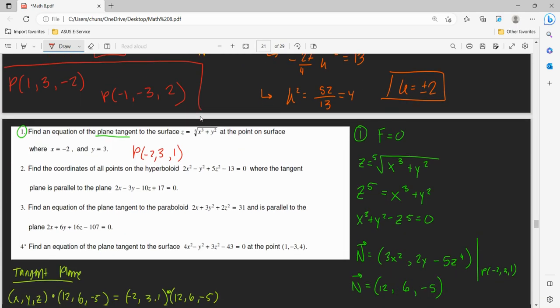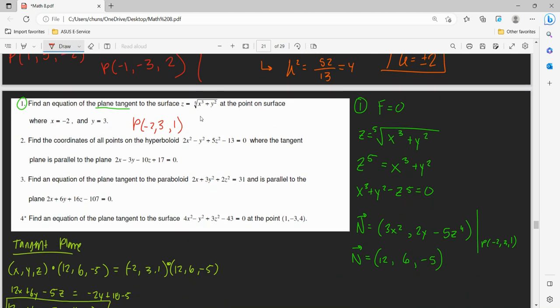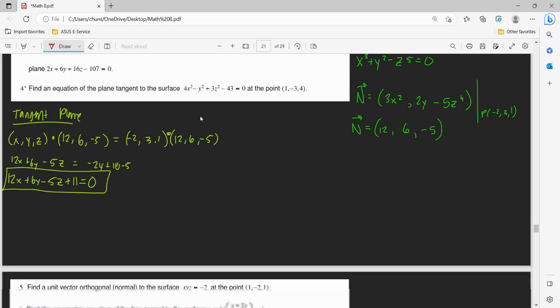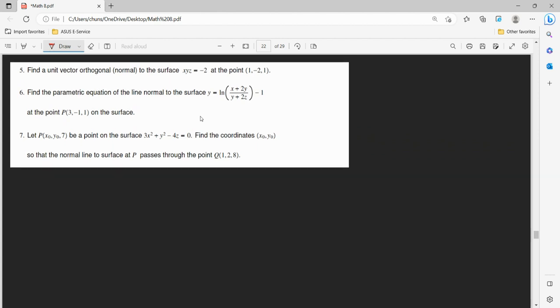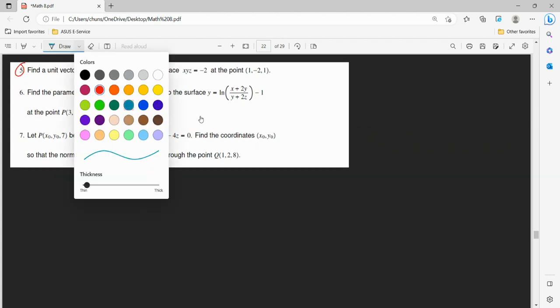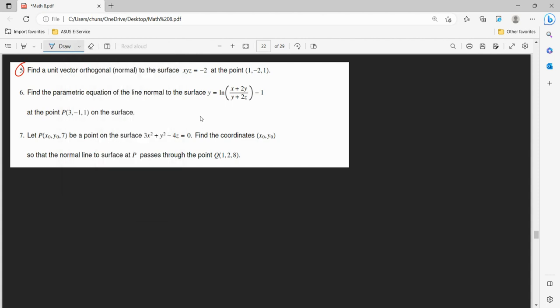I'm going to skip over question 3, but feel free to work on it if you'd like. This is the same kind of approach that we used in question 2, so feel free to try it for yourself. Okay, and we're going to move to these questions over here. I want to try question 5. We need to find a unit vector that's orthogonal or normal to this surface given here.